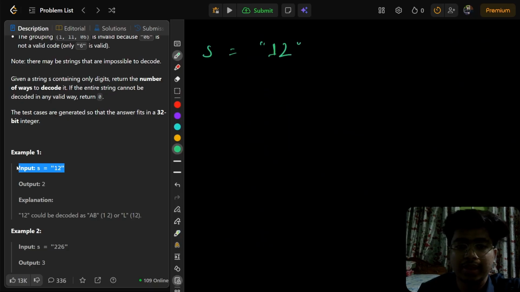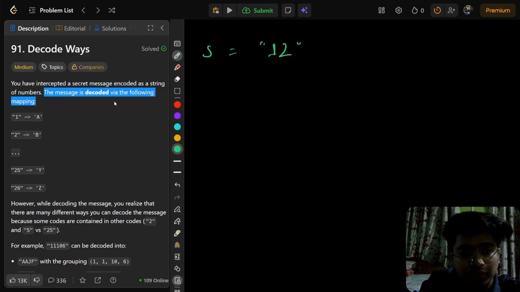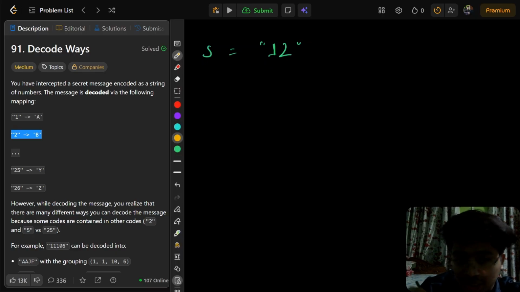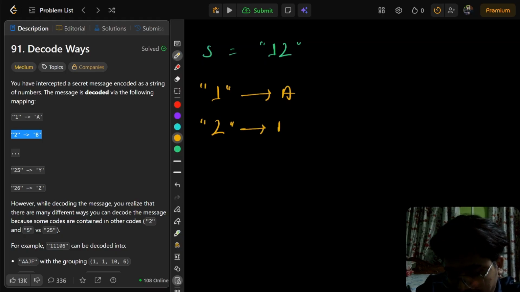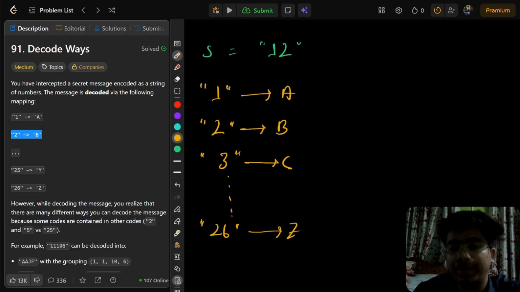Now moving to the second portion. The message is decoded via the following mapping. So we decode the message like this: 1 is decoded as A, 2 is decoded as B, 3 is decoded as C, and so on in this way, until 26 is decoded as Z. So this is how we are mapping it in our brain.